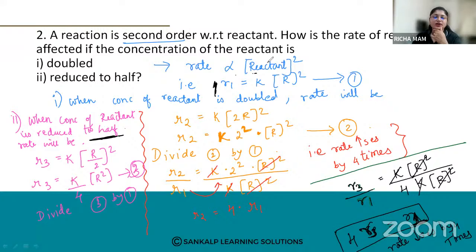Very important. Like this, the question can be given, asking how the rate is affected. Like this, the question will be given. One more question. We have one more question.